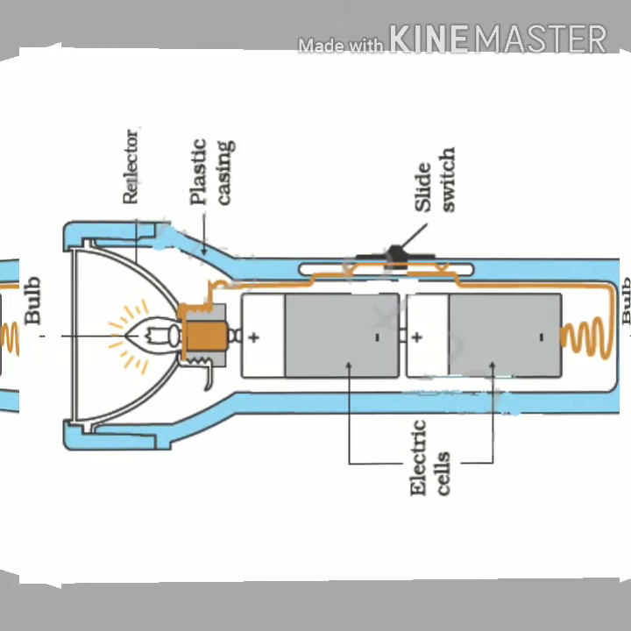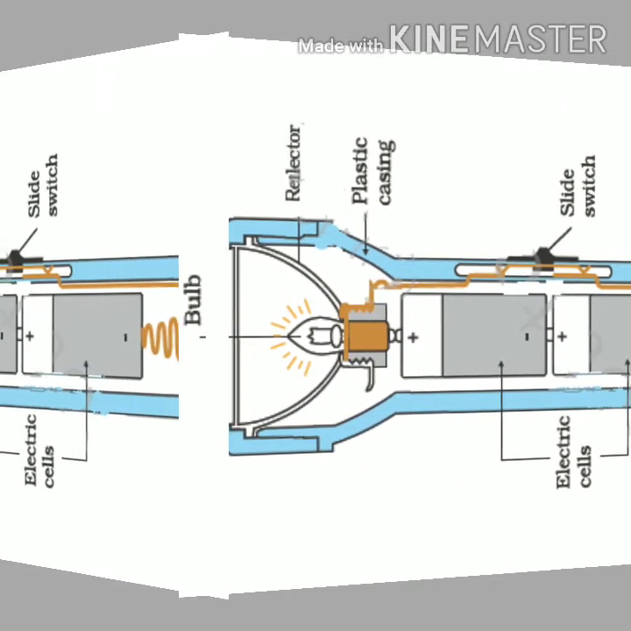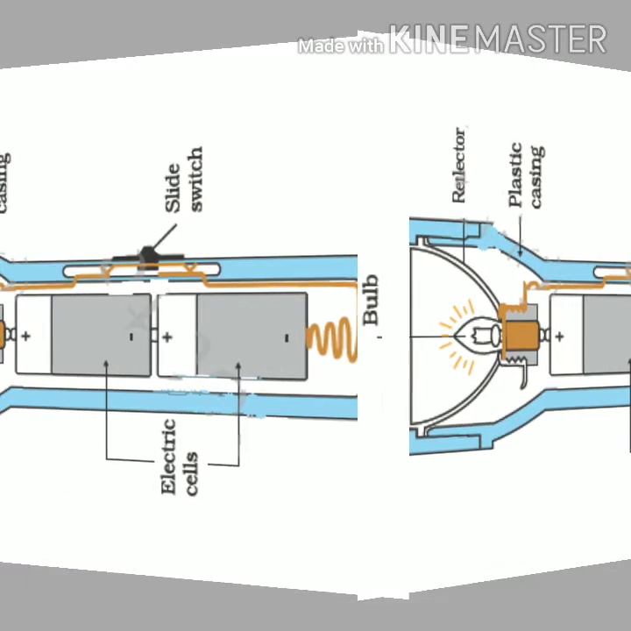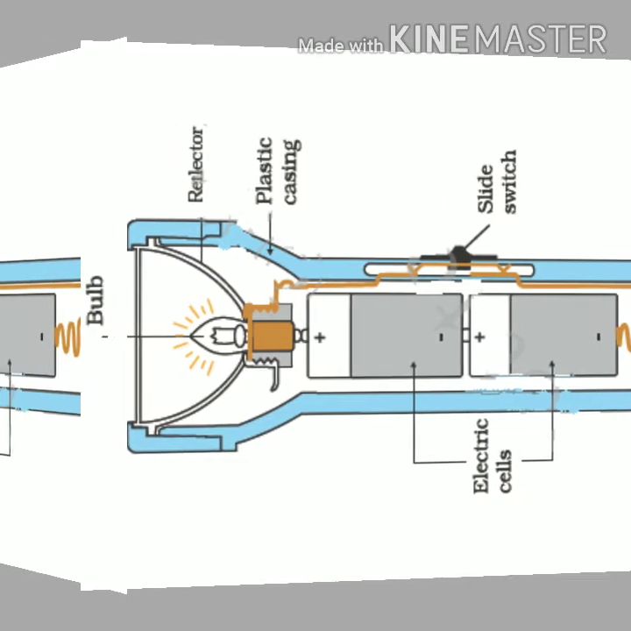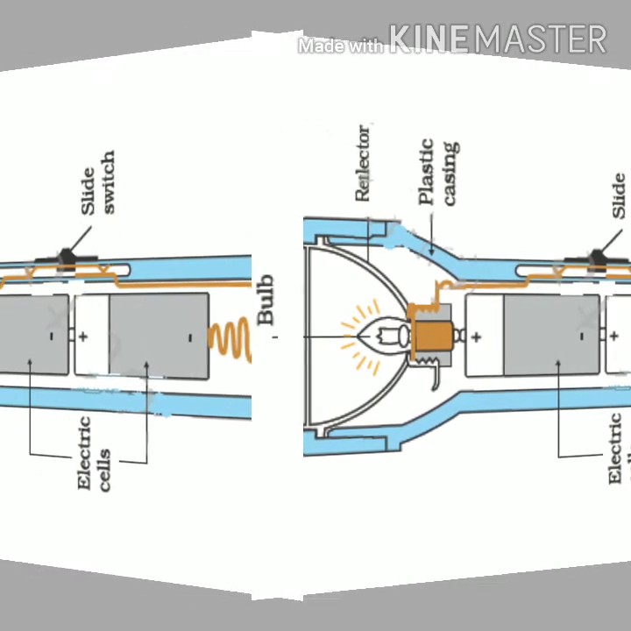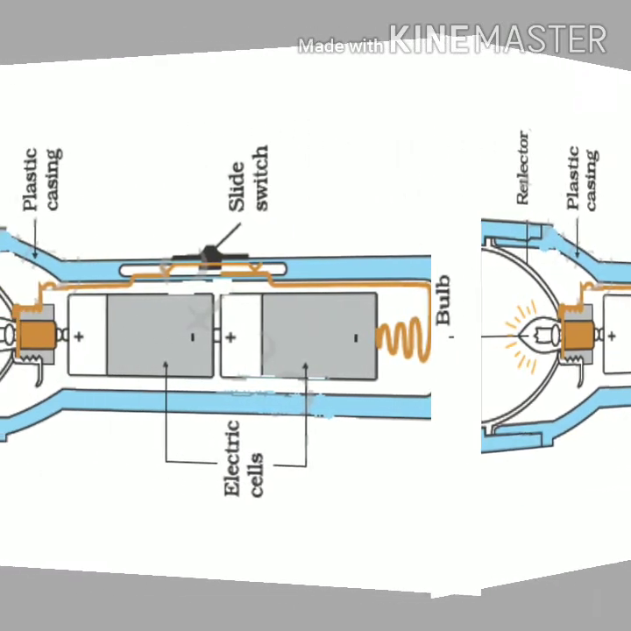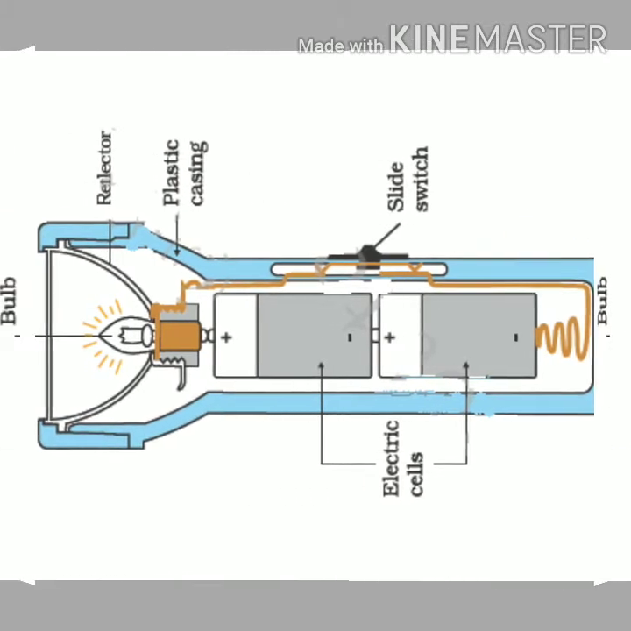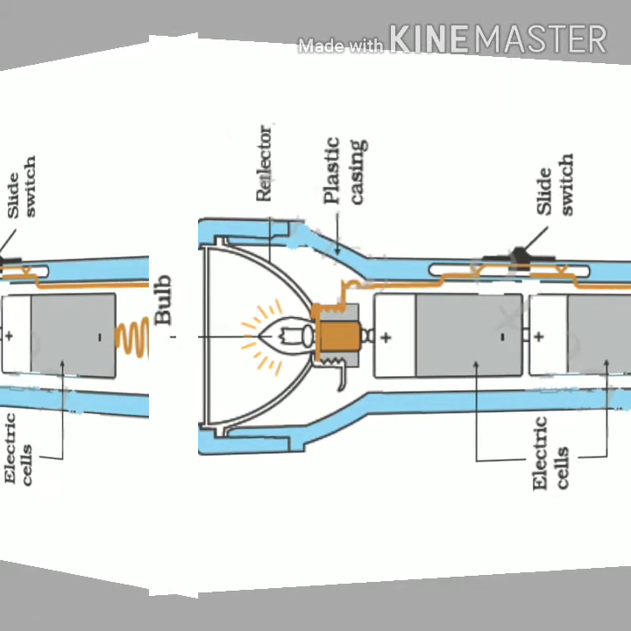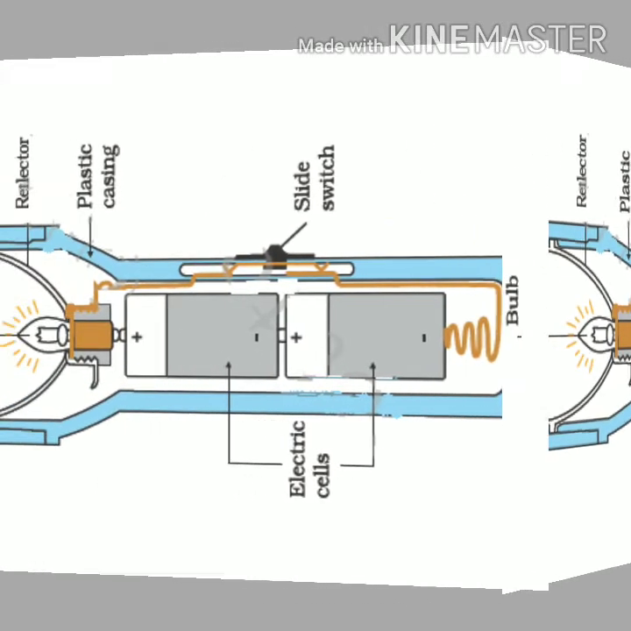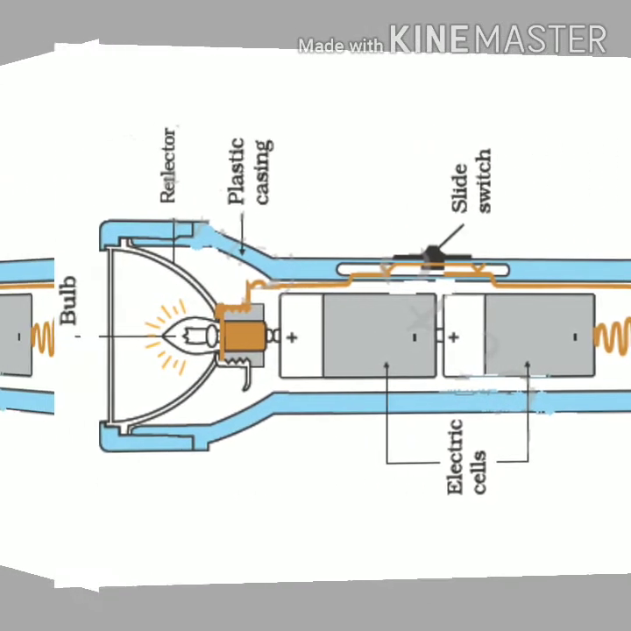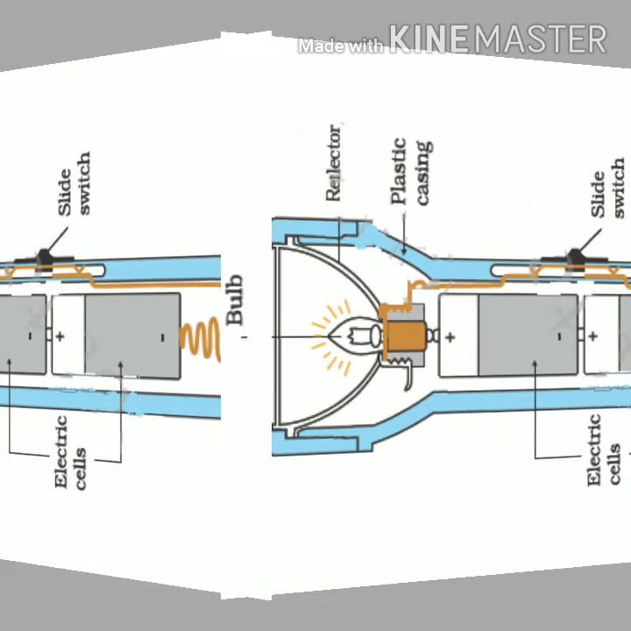The working of a torch shows that something must be flowing through the bulb when the torch is switched on. This thing that causes the bulb to glow is called electricity or electric current. When the torch is switched off, there is no electricity flowing and the bulb stops glowing. Now, where does electricity come from?